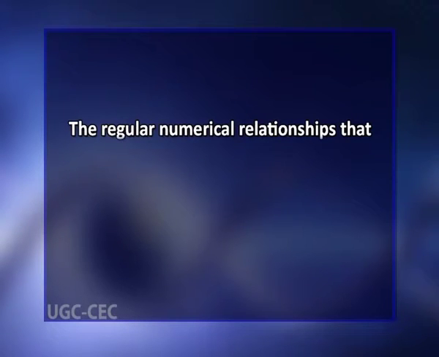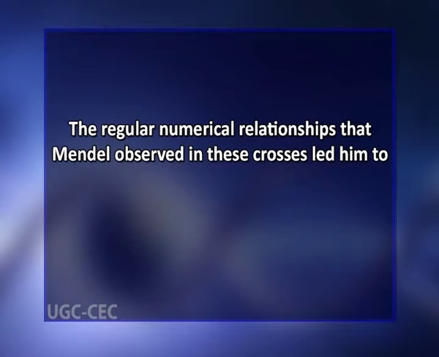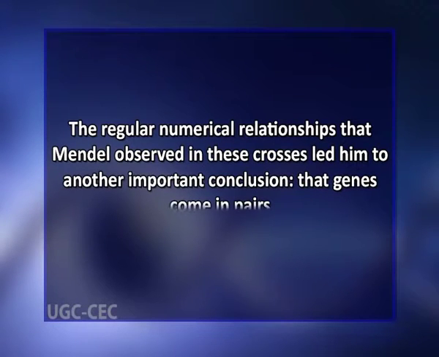The regular numerical relationship that Mendel observed in these crosses led him to another important conclusion, that genes come in pairs. Mendel proposed that each of the parental strains that he used in his experiments carried two identical copies of a gene. In modern terminology, they are diploid and homozygous. However, during the production of gametes, Mendel proposed that these two copies are reduced to one. That is, the gametes that emerge from meiosis carry a single copy of a gene. In modern terminology, they are haploid.